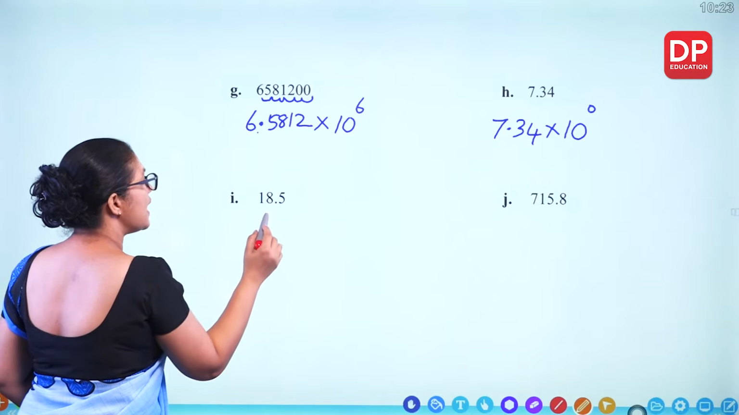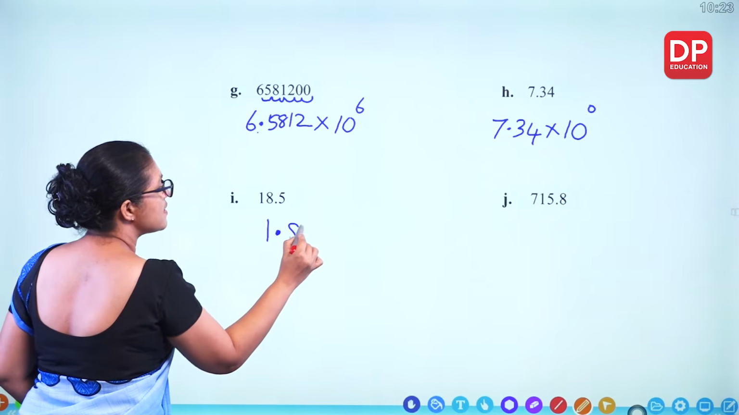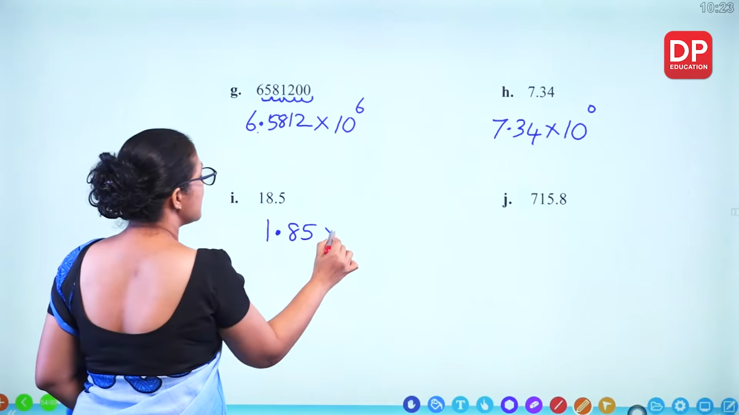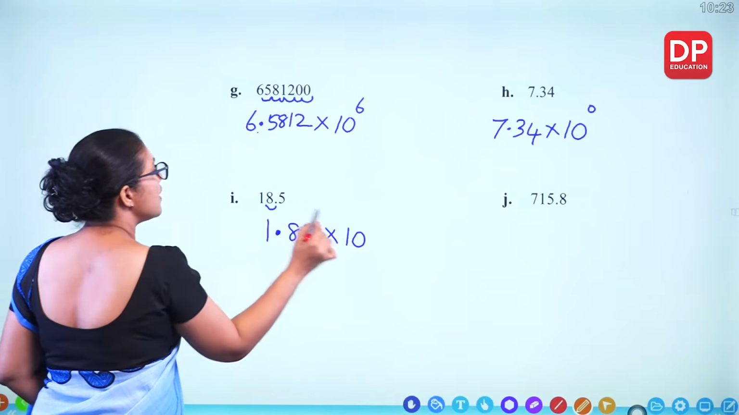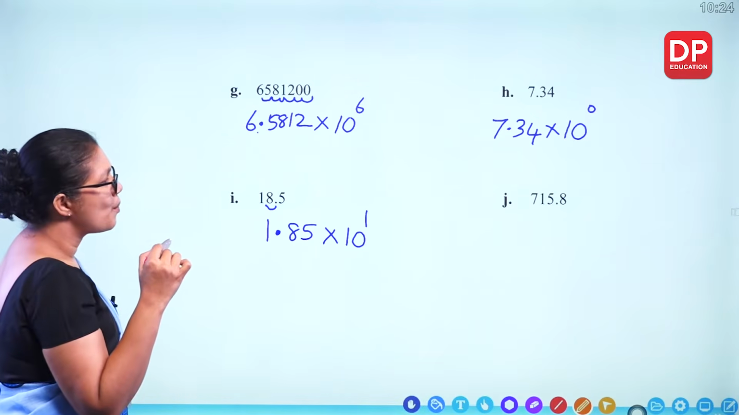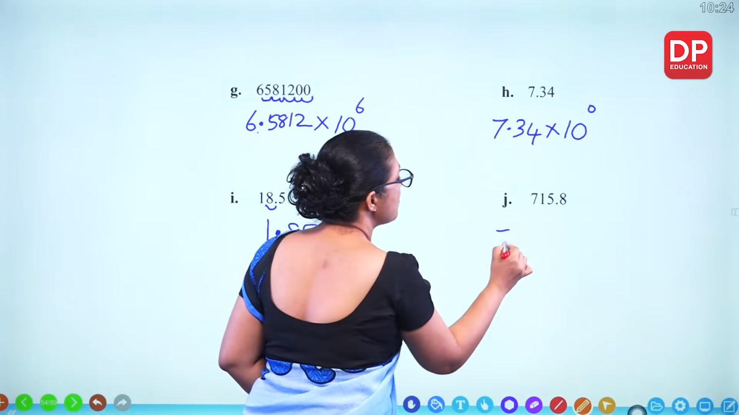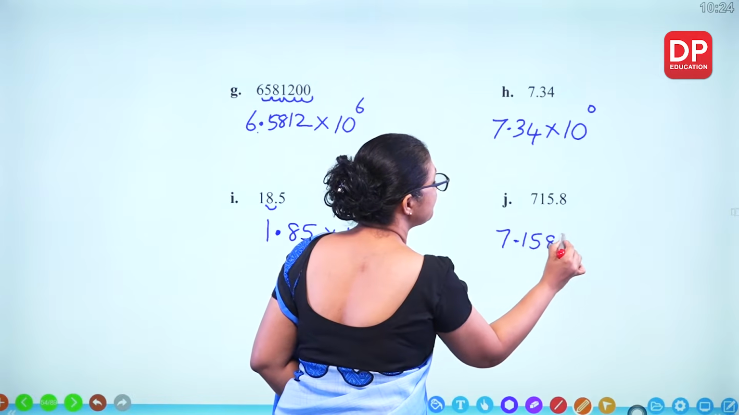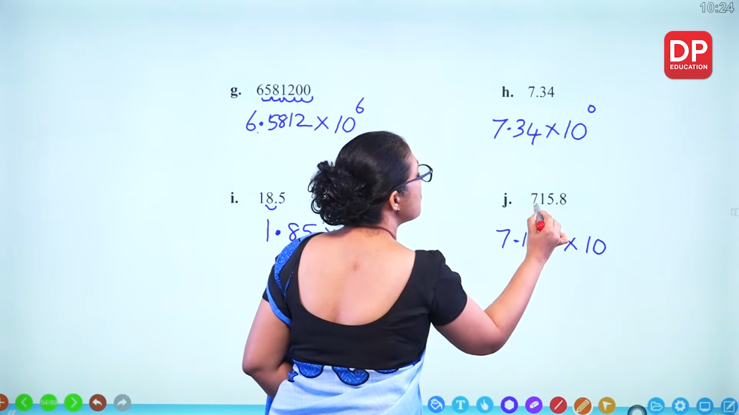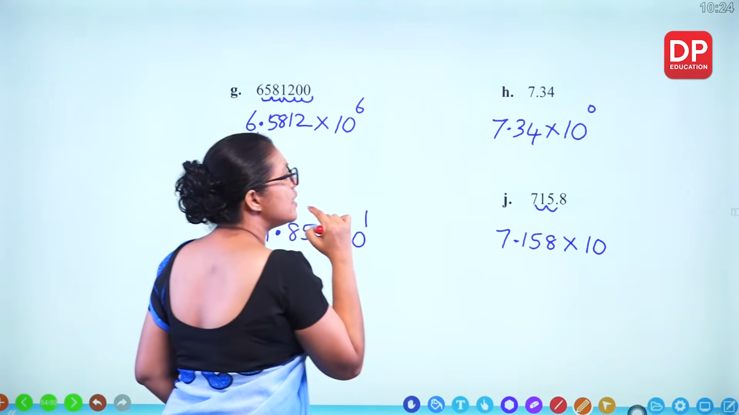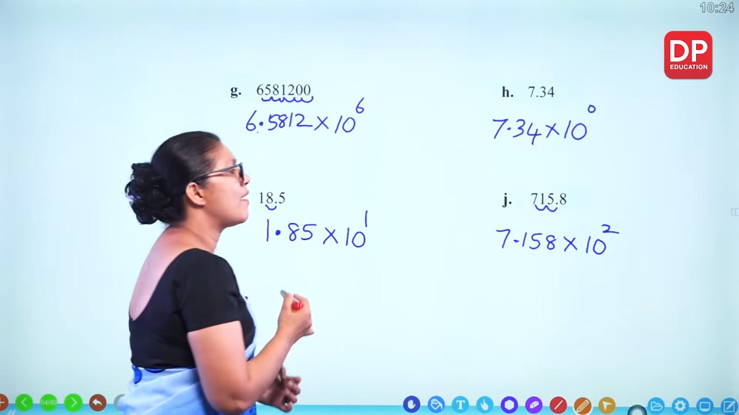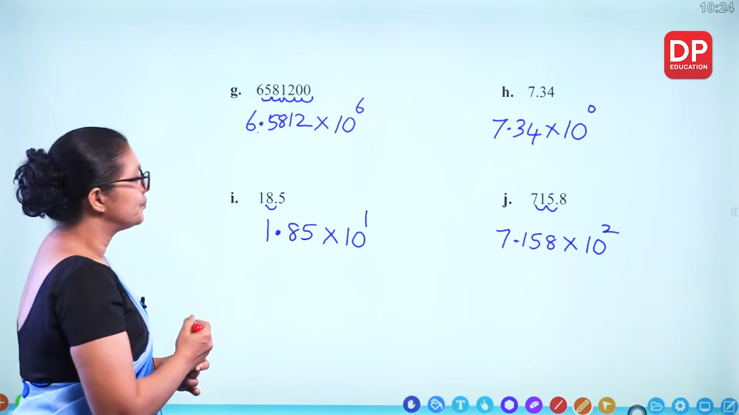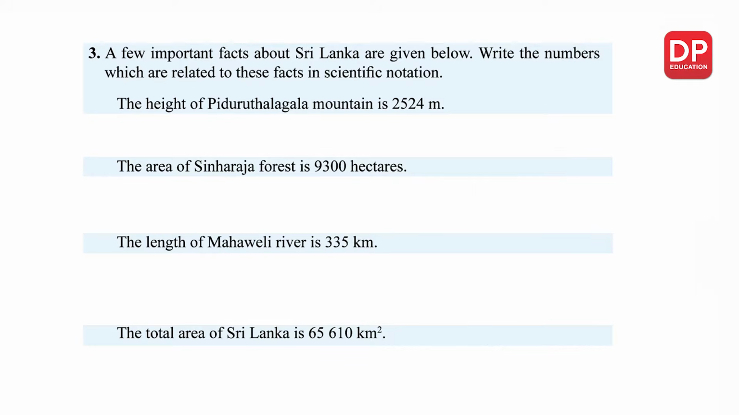18.5 more than 10. 1.85 is the number less than 10 multiplied by 10. That's 10 to the power 1. This one 7.158 multiplied by 1, 2. 2 places to the right. So you get power 2. Question number 3. A few important facts about Sri Lanka are given below. Write the numbers which are related to these facts in scientific notation.